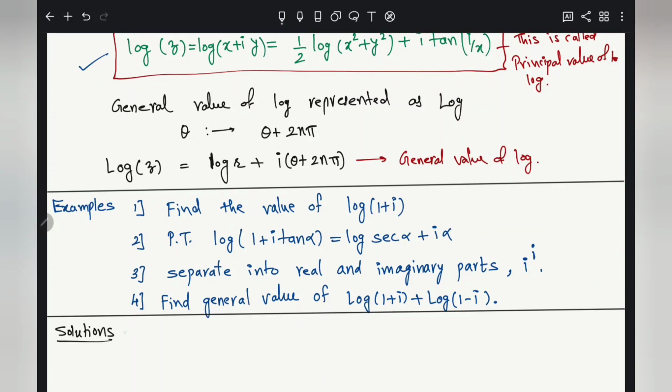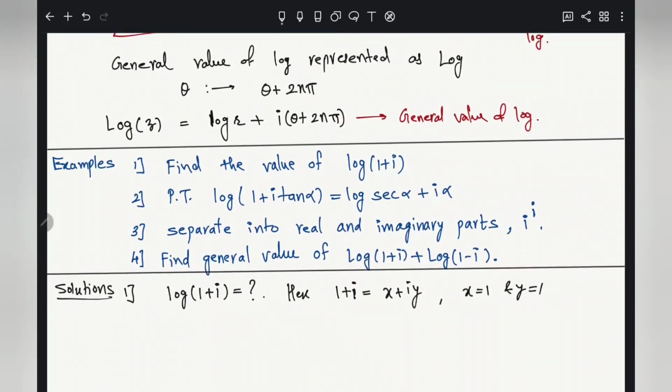So, the solution to the first problem. We have to find log of 1 plus i. Here you can consider 1 plus i as x plus iy, so x is 1 and y is 1. Note it down, and now we will follow the definition of log which is here.